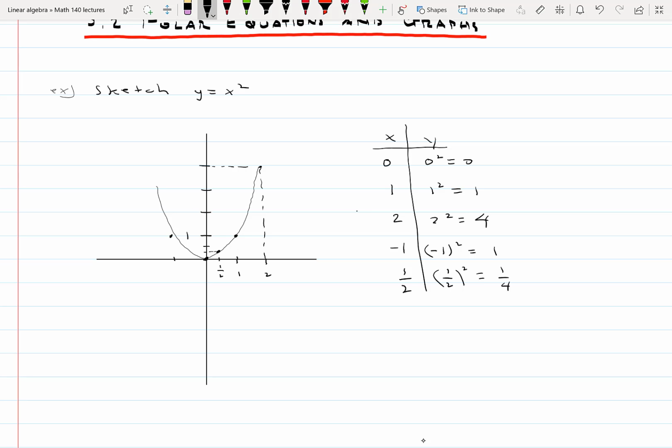a graph. Oops, I kind of missed that last one here. Let's see, oops, I missed it again. Wow, I'm not doing too well today.